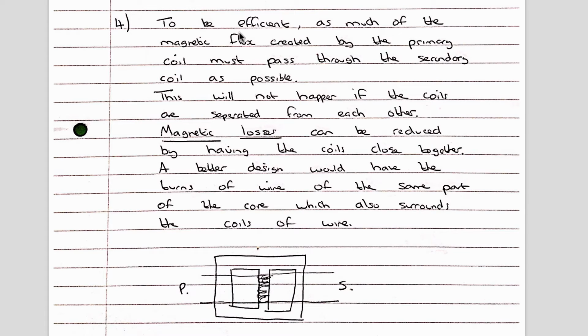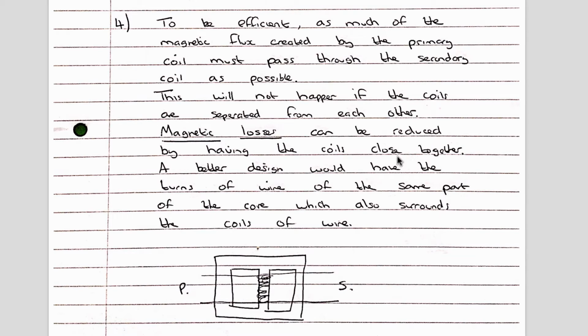So for transformers to be efficient, as much of the magnetic flux created by the primary coil has to pass through the secondary coil as possible, otherwise you end up with flux leakage. Lots of the flux won't go through the secondary coil if the coils are separated from each other. So these magnetic losses, and that term is really important again, can be reduced by having coils that are really close together.